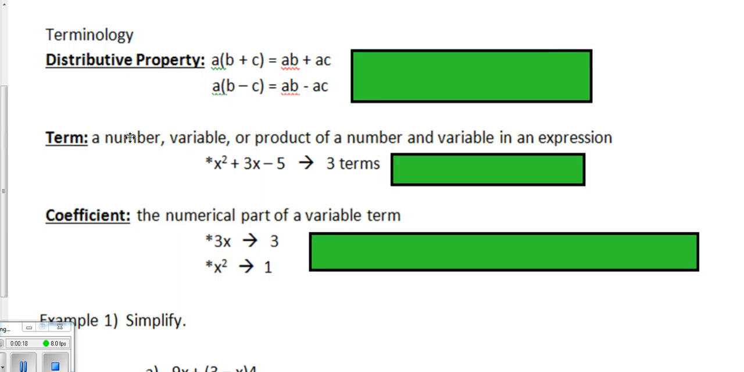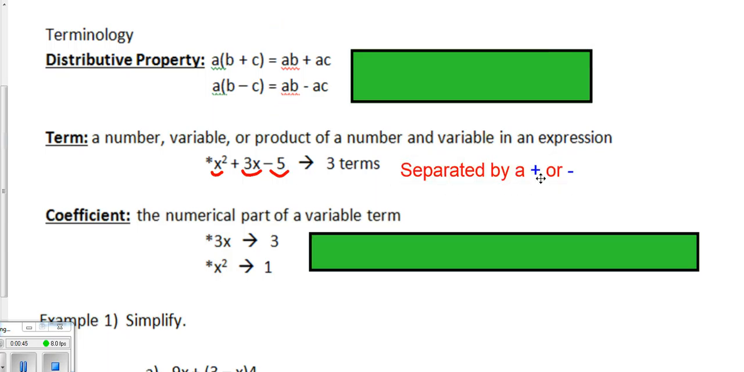Now, a term is just a number, a variable, or a product of a number and a variable that are in an expression. So expressions, those statements, are built up of terms. Now, in an expression like x squared plus 3x minus 5, there are 3 terms here, 1, 2, and 3. And terms are always separated by adding and subtracting. So it's always separated by a plus or a minus sign.